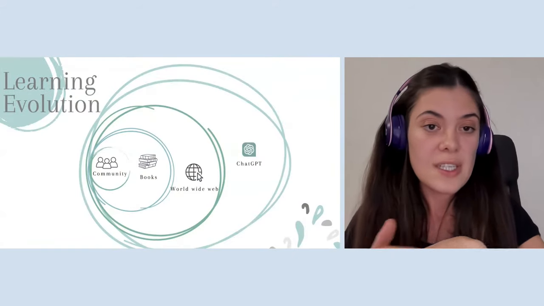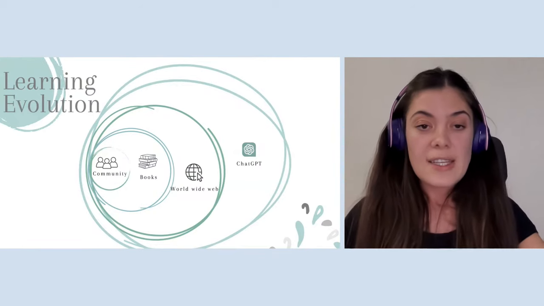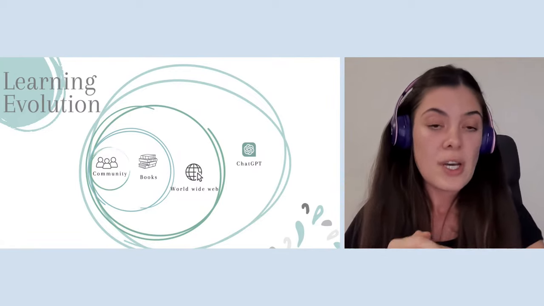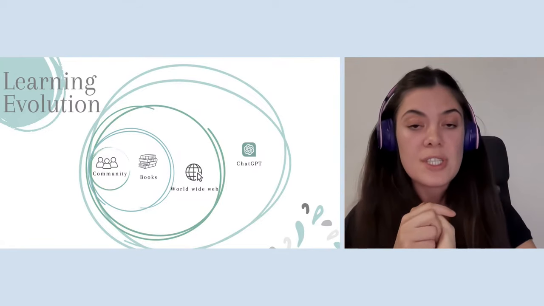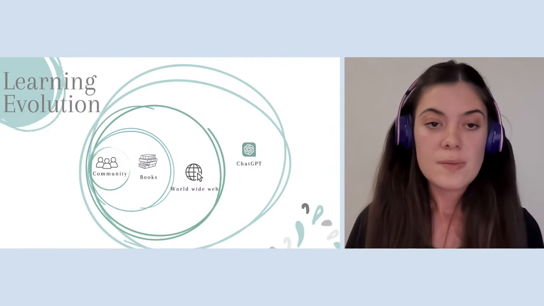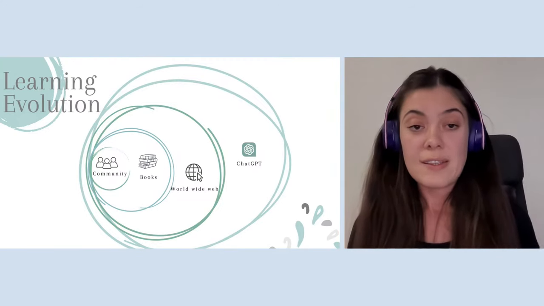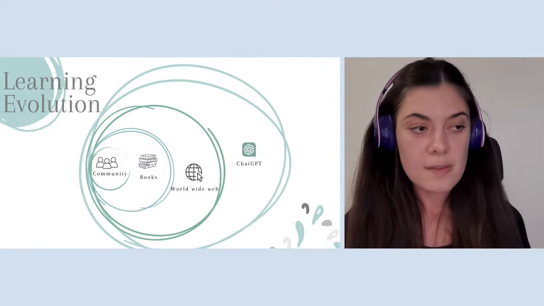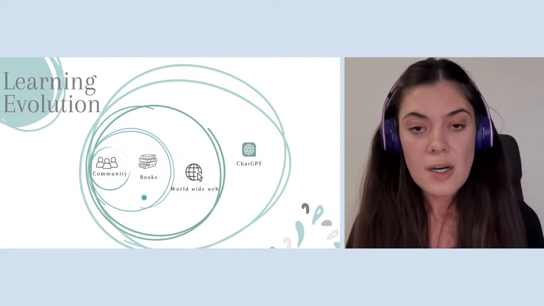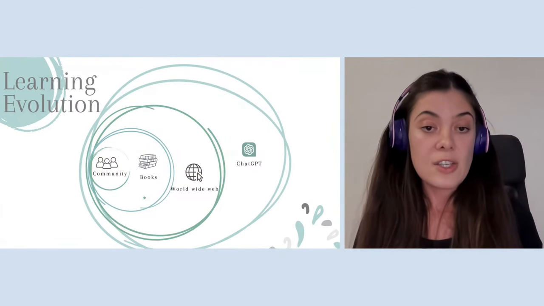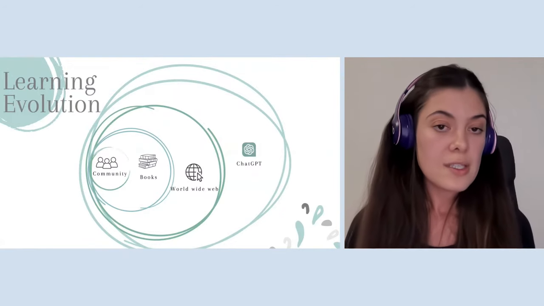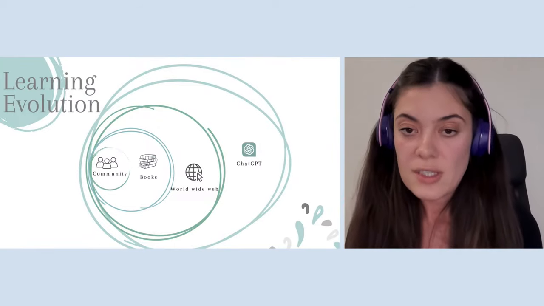What is the evolution of learning? First, we had a community, so most of the knowledge was passed orally. You had to meet people, to discuss with them, to discover what they know and how you can learn from them. After that, people started writing the knowledge into books, and those books could be shared across distance and generations, which was very great.